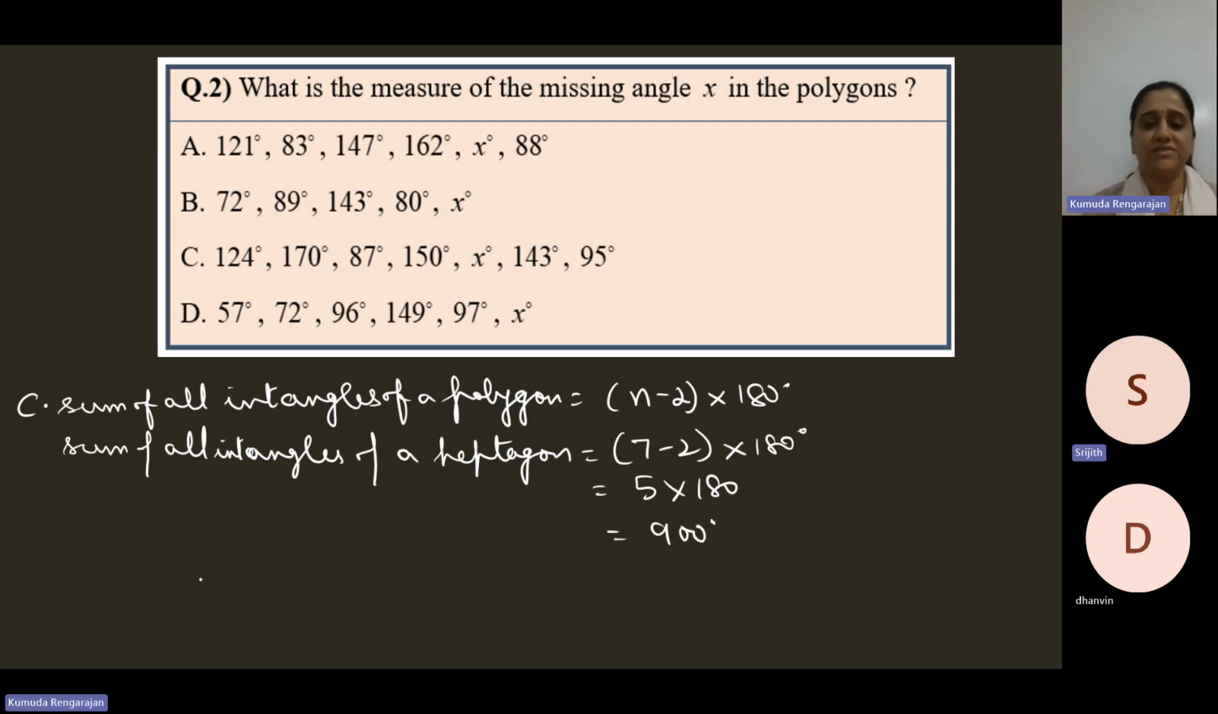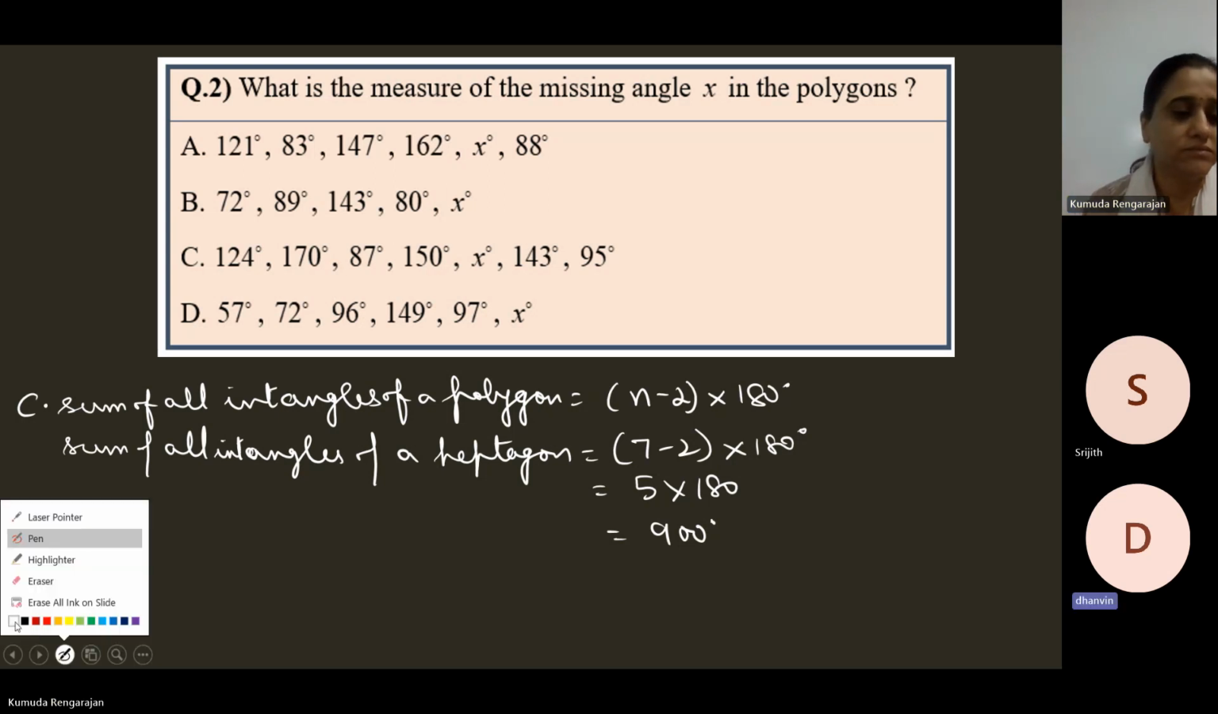So Srijit, what's the next step? Ma'am, we should divide by 7. You need to divide by 7? No, darling. See the question. 6 interior angles of the heptagon are given to you. You must find the measure of the 7th angle x.